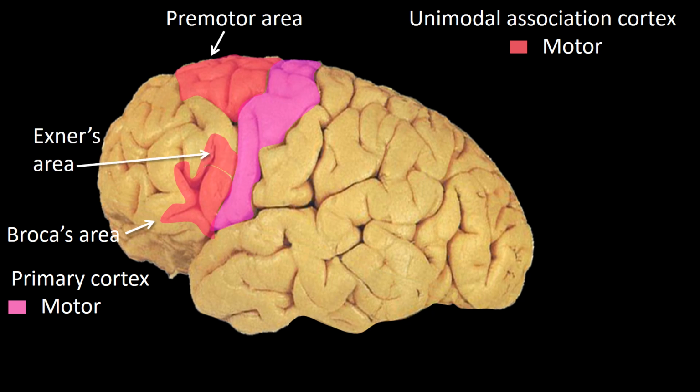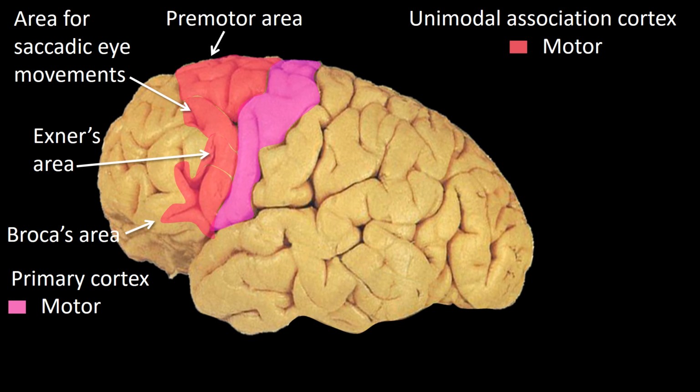The third region of the premotor cortex is the Exner area. In most people, this area is in the dominant hemisphere. It has the script for writing. The fourth area is the area of saccadic eye movements. This area is present in both hemispheres.